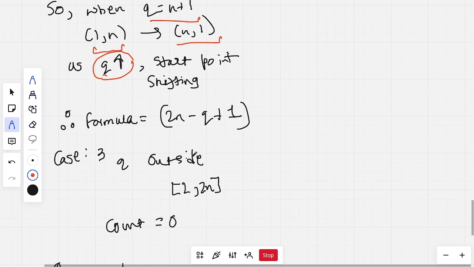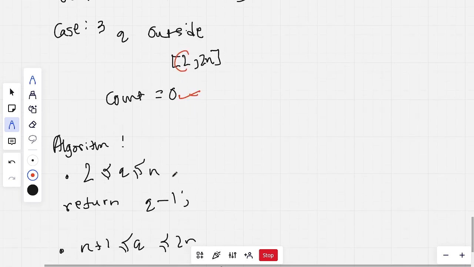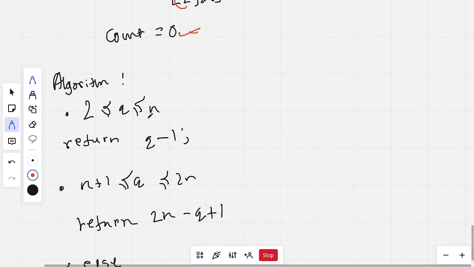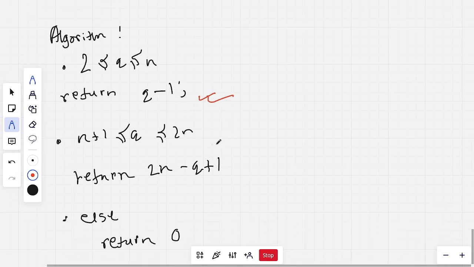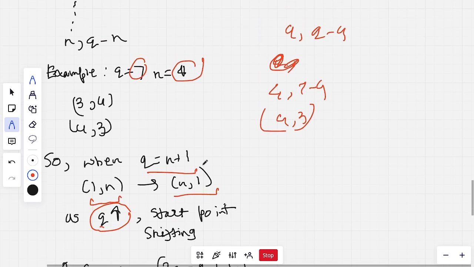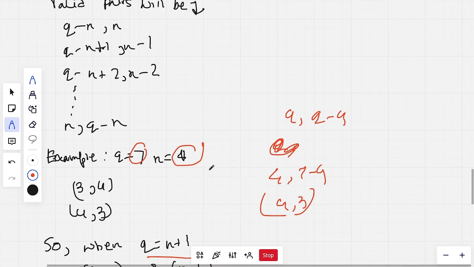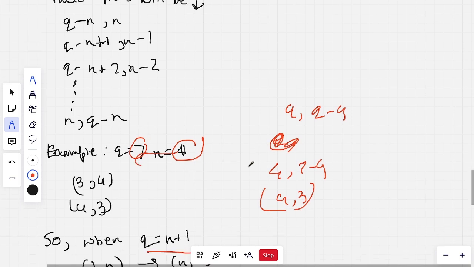And if q is out of the range 2 to 2n, we will return 0. Now in the algorithm, what we have used is 2 less than equals to q, q minus 1, which I have already told you. For n plus 1 and q, the formula is 2n minus q plus 1. So 2n minus q plus 1, don't get confused. This is the formula because the higher limit is 2n minus q plus 1. Why are we using minus q plus 1? Because you can see over here we are using n plus 1. This is the formula we are getting over here, q minus n and all. So this is how the formula is derived.